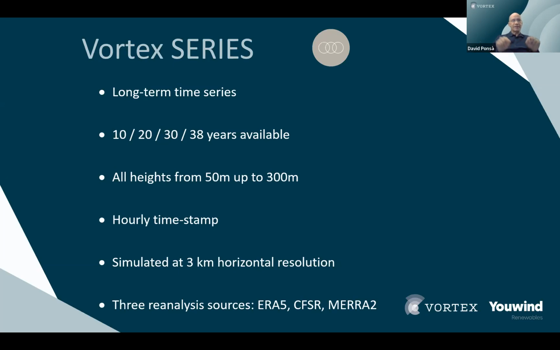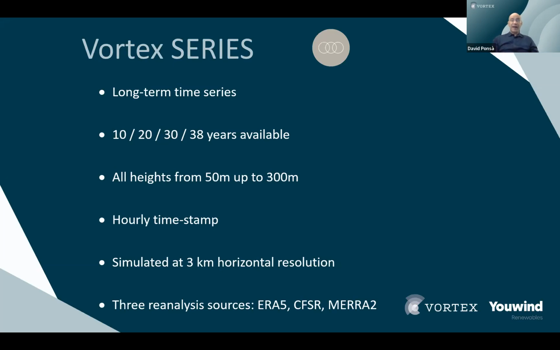The Vortex series is at a specific spot, so we need to know the latitude and longitude coordinates, and then we can pull out this time series. It is basically for when developers have, let's say, a few months of measurements. Why not also in offshore, although it's not that easy, as I said before. Then we can use them to extrapolate these few months of measurements to the long term, so you can have an idea of how your 6 months or 1 year of measurements would look over a long period of time. It's an hourly timestamp at 3 kilometers horizontal resolution.